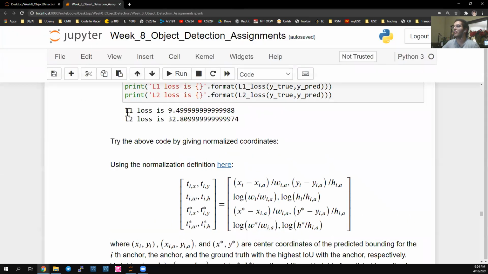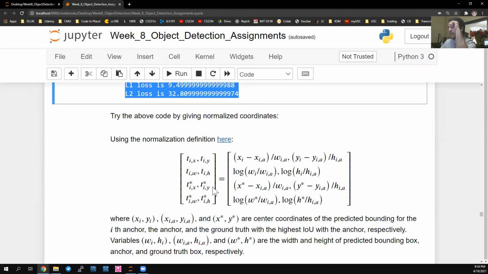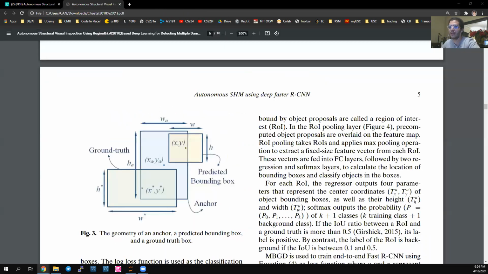All right, so this was the loss I found from the first part, and then the second part actually asks us to implement this. So our center of the current predicted bounding box, I is the anchor. I embedded the paper inside this notebook so that you can understand what that is.